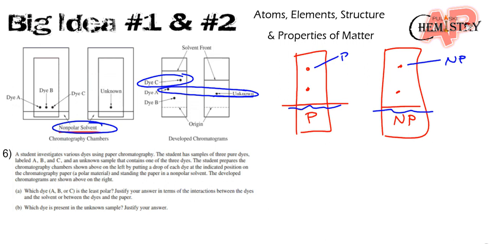The unknown sample moves to a position that is midway between the origin and the solvent front. And so does dye A. So that's as far as the solvent went. It's about the same distance that it traveled. And you just had to recognize which one compares the most.